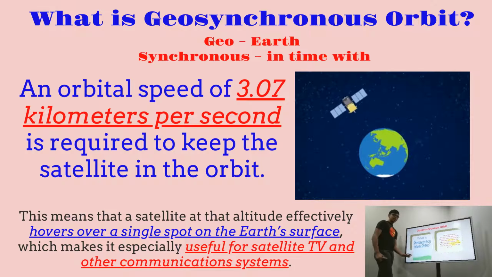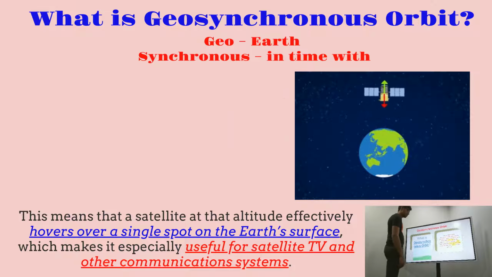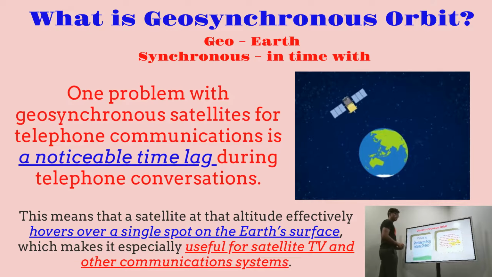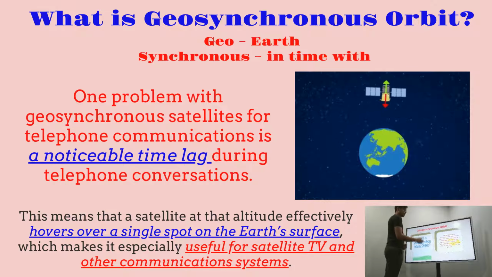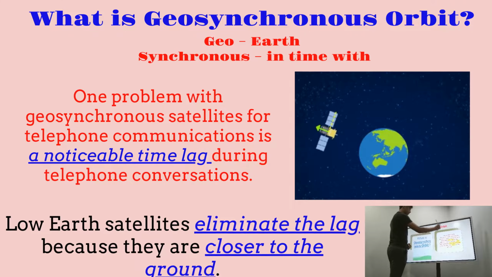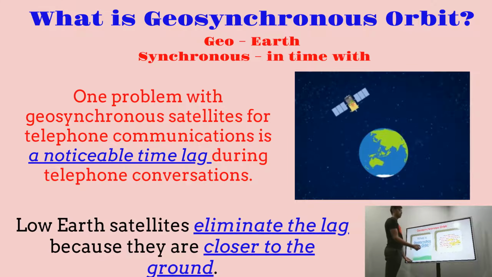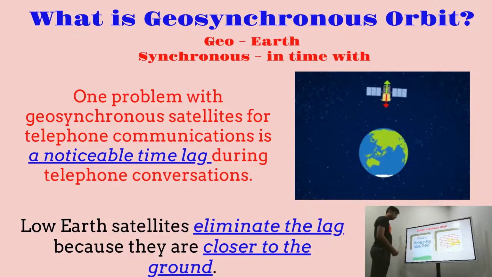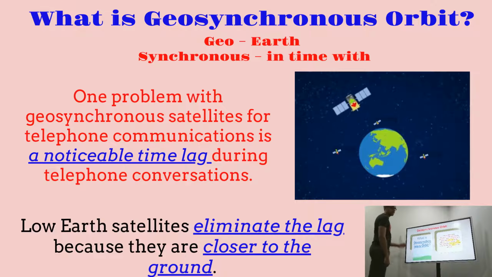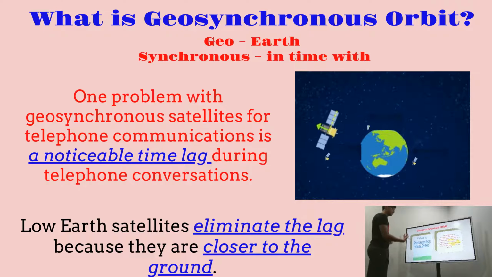So let's continue with our geosynchronous orbit, and let's look at a problem with it. One problem with geosynchronous satellites, for telephone and communications, is that there is a noticeable time lag during telephone conversations. Low Earth orbit satellites eliminate the lag because they are closer to the ground. If we look at this picture here, the three bottom satellites we can consider as our low Earth orbit, and the three top satellites are our geosynchronous orbit.